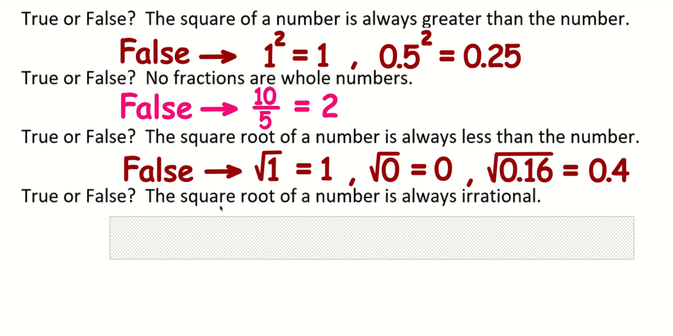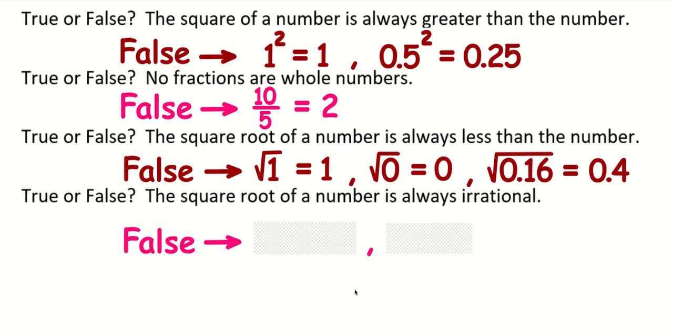Next one, true or false, the square root of a number. Oh, man. Well, here's a hint. I already brought this up. Is a square root of a number always irrational? You should know already based on what I said a few minutes ago. That's false because my example, remember, was the square root of 16, but there's an infinite amount of examples. Like here's another one, the square root of 36. That's a nice answer.